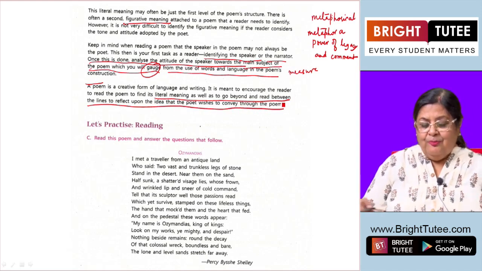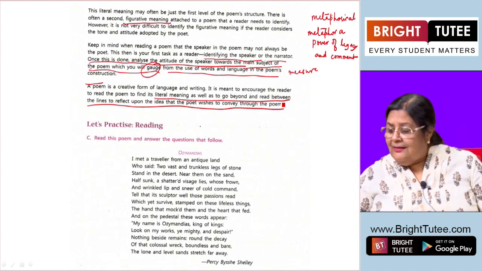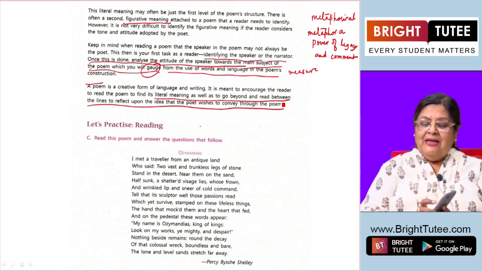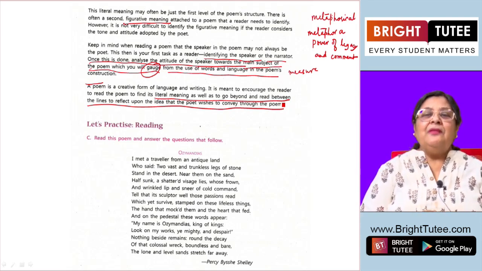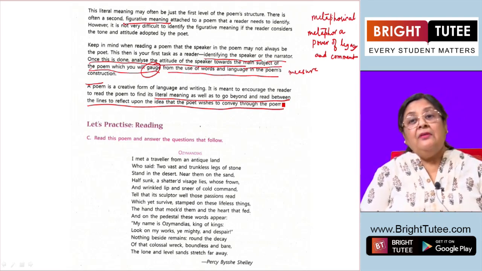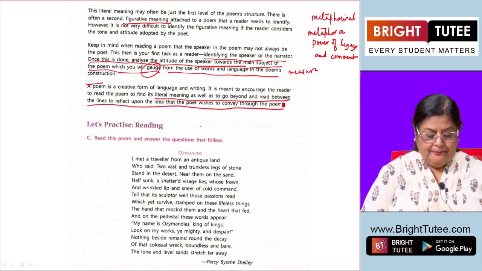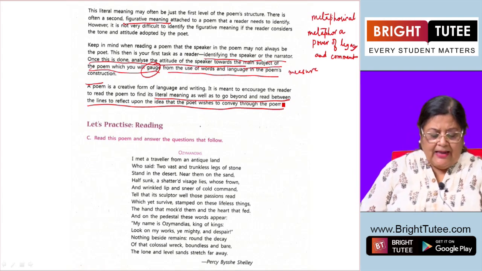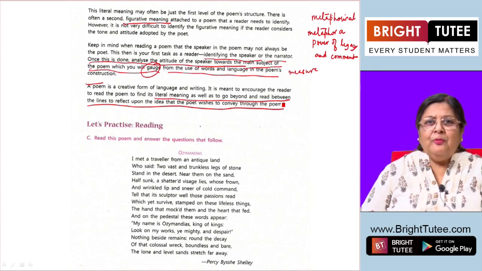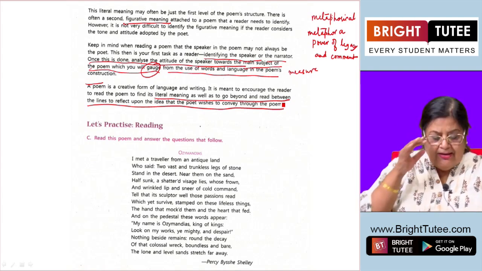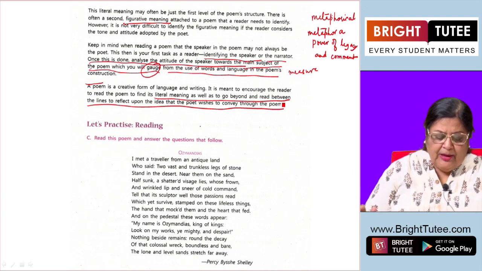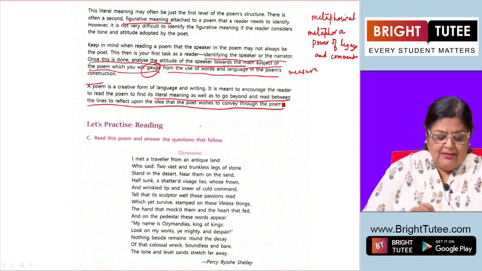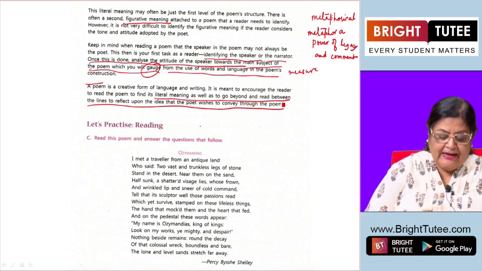So in this poem, Ozymandias, let me give you the basic meaning of this poem first. Then I will come to the detail of it. The basic meaning of the poem is that the speaker, I have told you the name of the poet is P.B. Shelley. So the speaker of the poem meets a traveller who came from an ancient land.